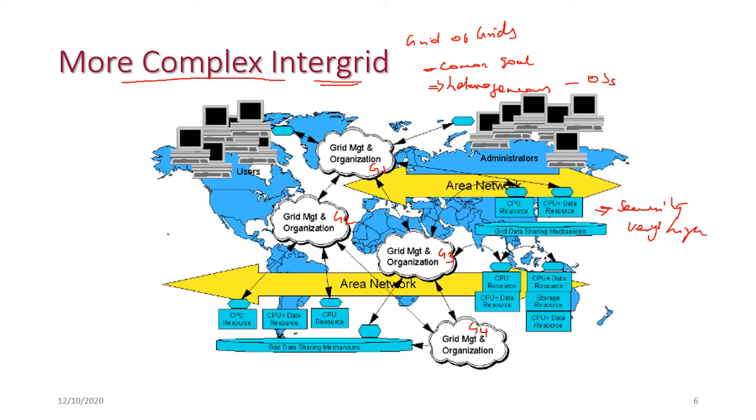Normally, intergrid means the resources may be distributed anywhere in the world, and so many grids may be involved in this intergrid, and all the grids will share their resources among each other, and all the organizations should have a similar goal. This is called intergrid.